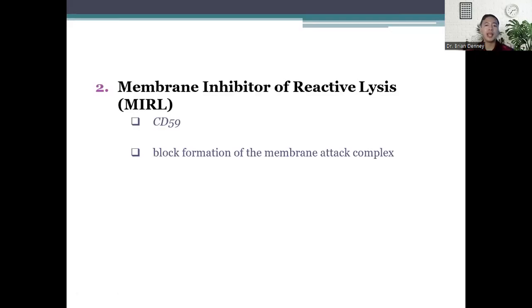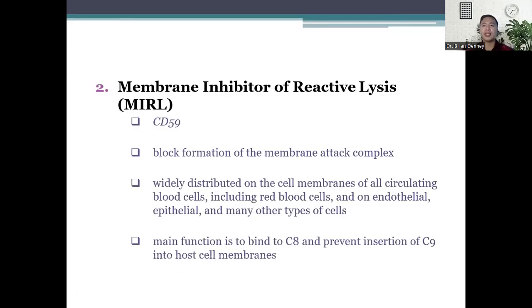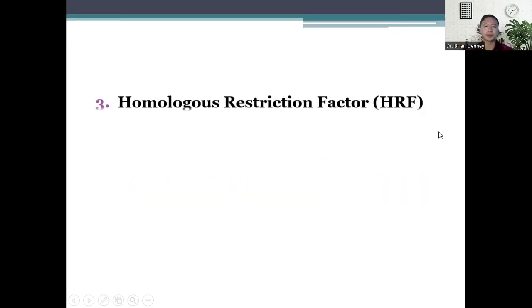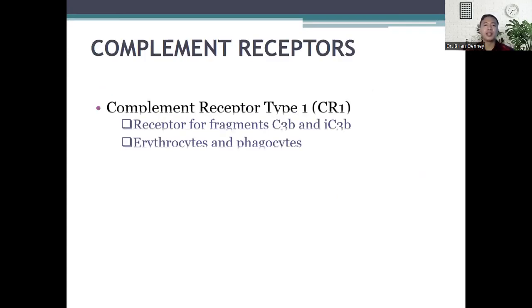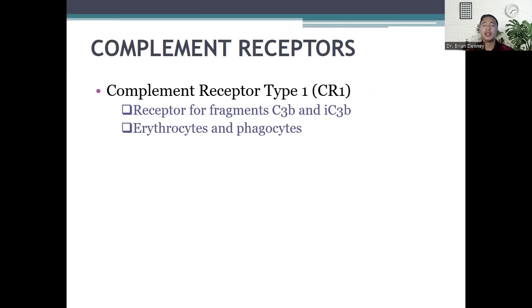Next, we have the MIRL complex, also known as CD59. Again, CD35 is known as CD46, CD55, and then how about CD59? Okay, so you memorize that. So this blocks formation of the membrane attack complex by binding to C8 and prevents insertion of C9 into host cell membranes. And then lastly, we have homologous restriction factor, which prevents formation of the MAC on the surface of autologous normal cells. So this part here will not come out in the examination, but let's just run through this.